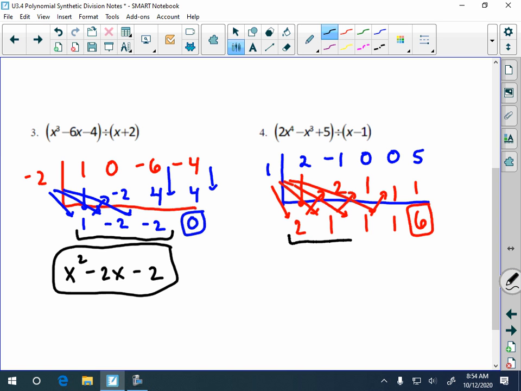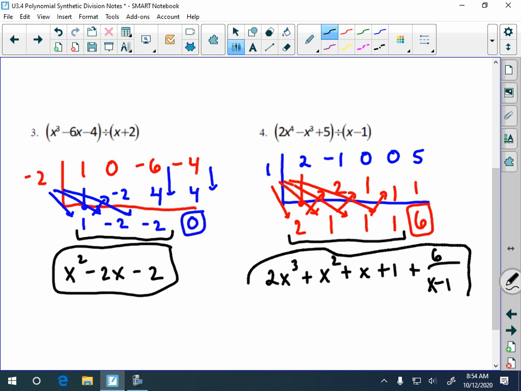All right, and then we have our coefficients for our polynomial answer. The original problem started with x to the 4th, so ours will start with x to the 3rd. Remember, always drop it by 1 degree to start. So it's going to be 2x to the 3rd plus 1x squared plus 1x plus 1 plus our remainder 6 over what we were dividing by, x minus 1. All right, so there's the answer.